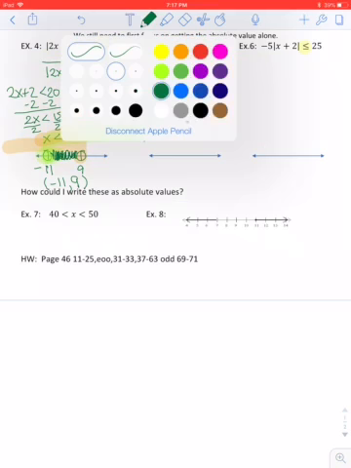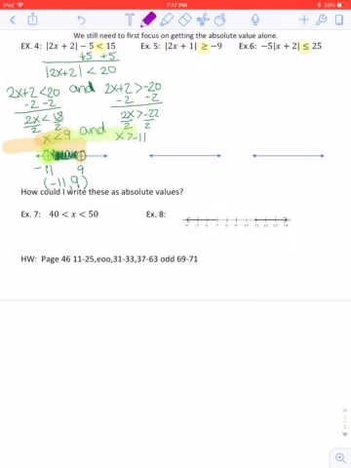So we kind of went into the next space, but we'll be very careful. So on this one, our absolute value is alone. For example 5, our absolute value is alone. And it's saying that the absolute value is greater than negative 9. Well, what kind of numbers are greater than negative 9?